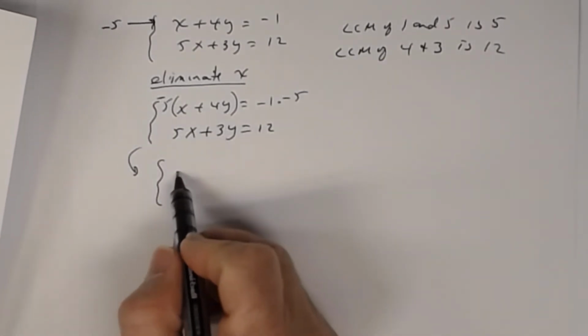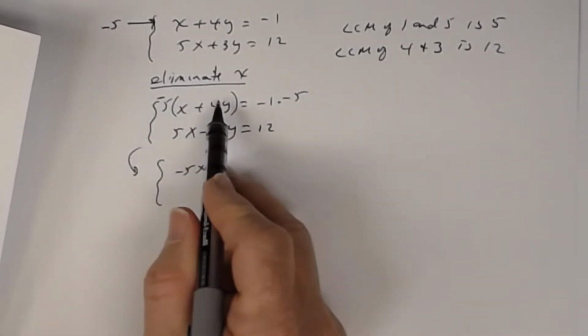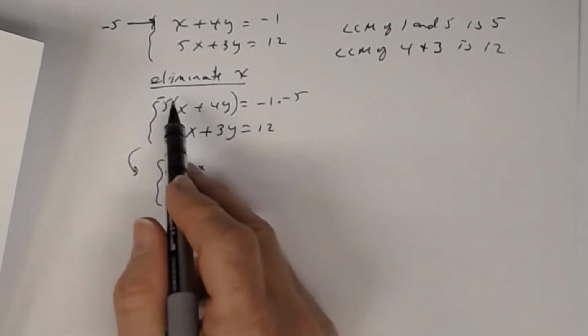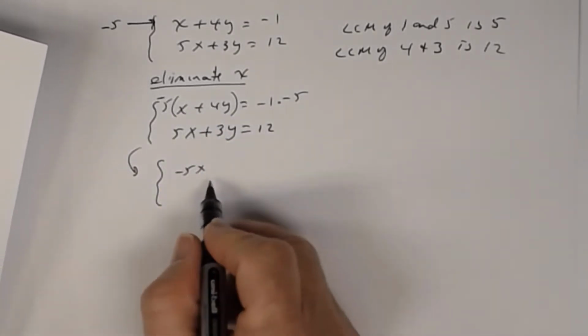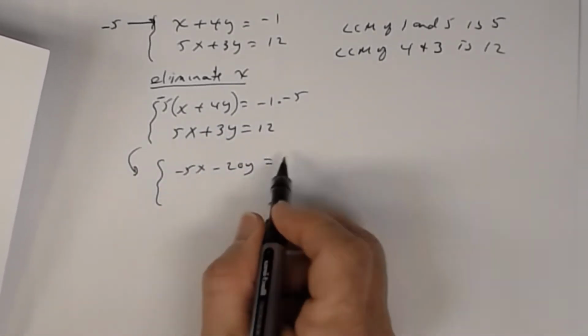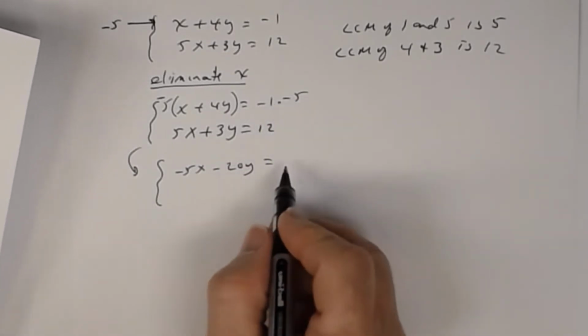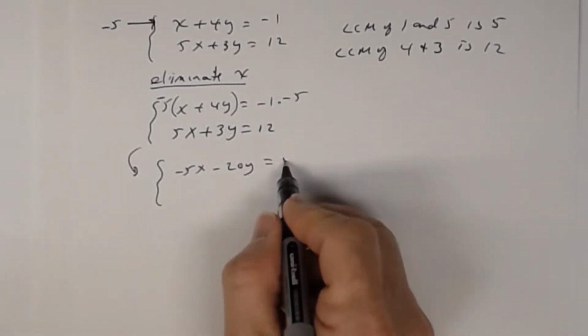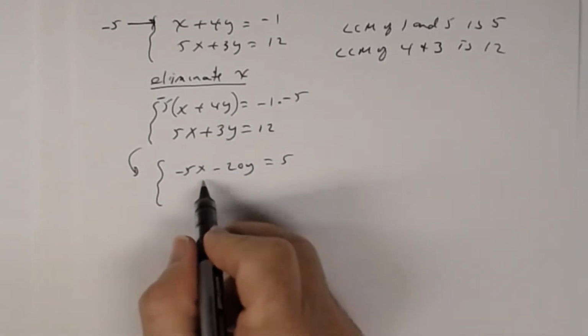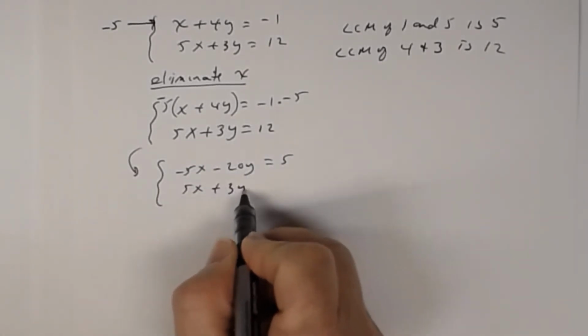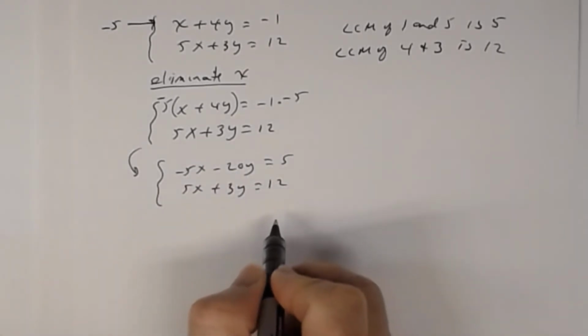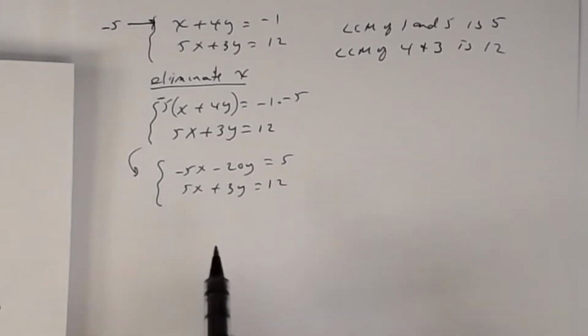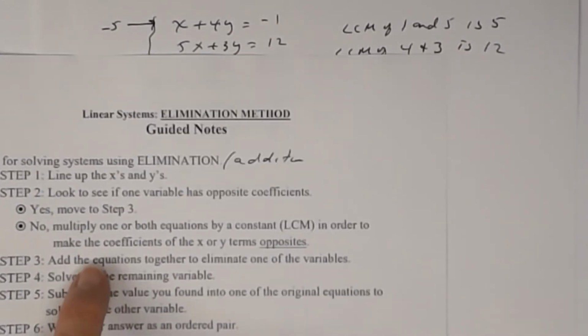Negative 5 times x is negative 5x. Don't forget to multiply everything by negative 5 now. Negative 5 times 4y is a negative 20y equal, and the negative 1 times negative 5 is a positive 5. Over here, I get 5x plus 3y equal 12. Now, so I'm done with step 2. So that's step 2, I already did that.